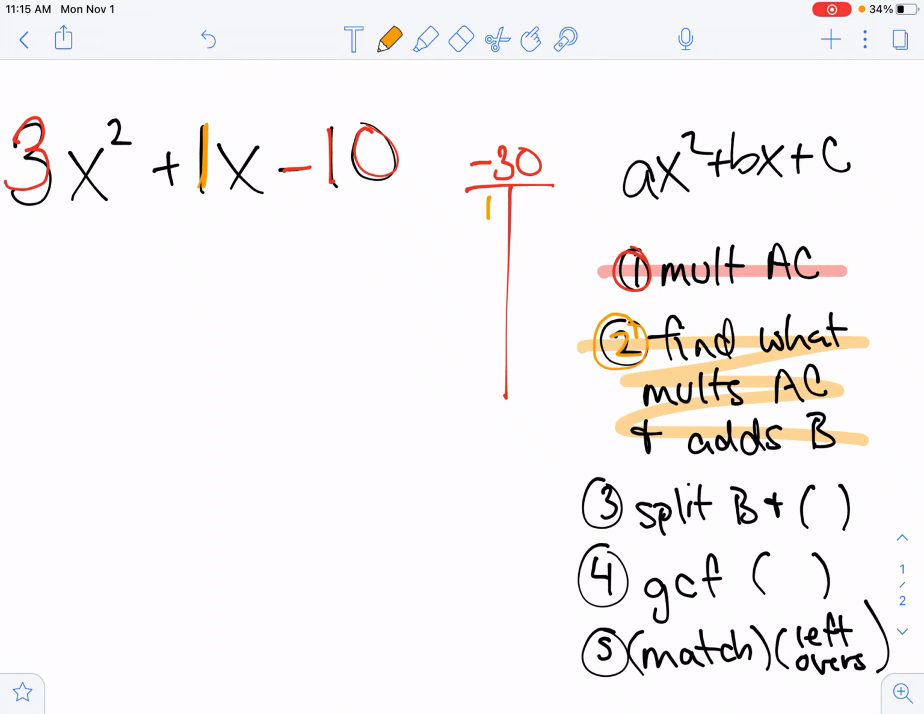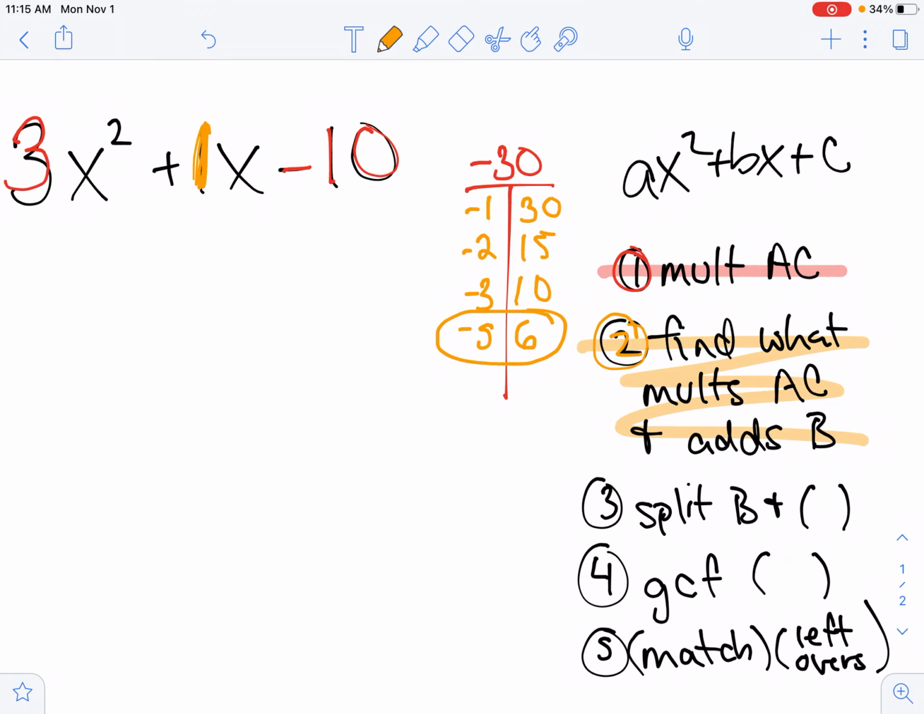So I'll use my green sheet, and I'll tell you that's 1 and 30, 2 and 15, 3 and 10, 5 and 6. And then if I used my yellow sheet, I would know that these had to be negative because I need it to be a negative 30, but add to make positive 1, so the big number has to be positive. And then looking at that, I can see that negative 5 plus 6 makes positive 1, and negative 5 times 6 makes negative 30.